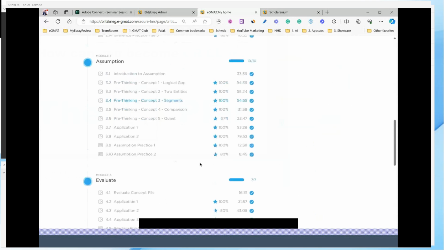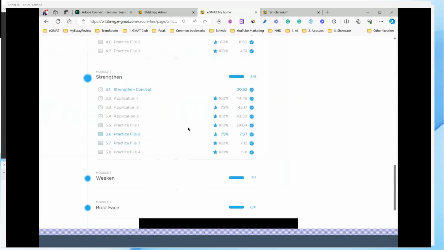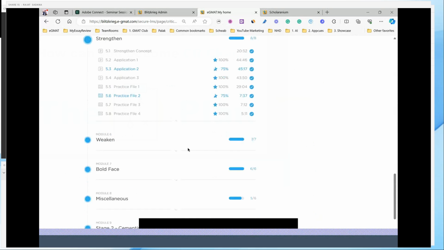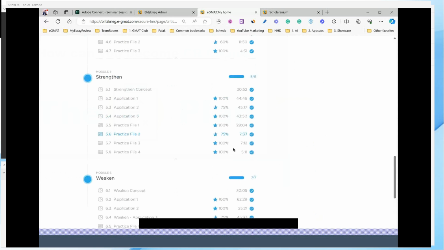You already know all the visualization. So we just teach you the evaluate concept. And then you have 3 application files, 3 practice quizzes. Again, another 25 odd arguments here just for evaluate. Very, very similar, actually a greater number for strengthen, and the same for weaken as well. So after this, a lot of it is application of those specific concepts.